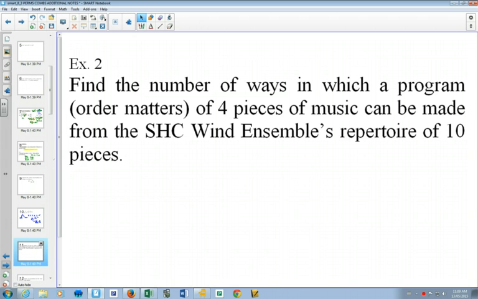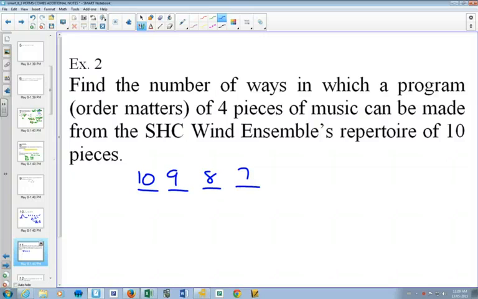Well, you have 4 decisions to be made, 10 choices for your first, 9, then 8, then 7. Of course, you could solve this with permutations on your calculator as well, but for permutations, most of the time, if we can use spaces, it will be the easiest.